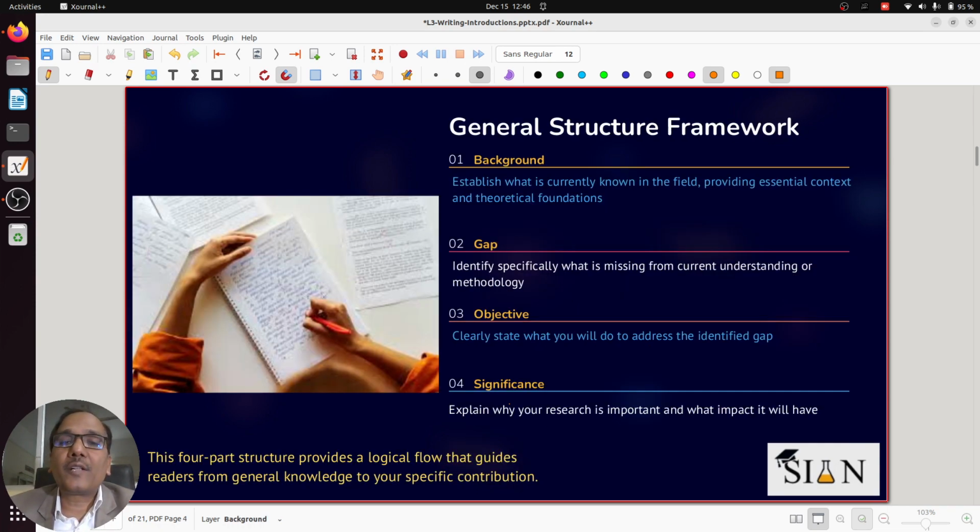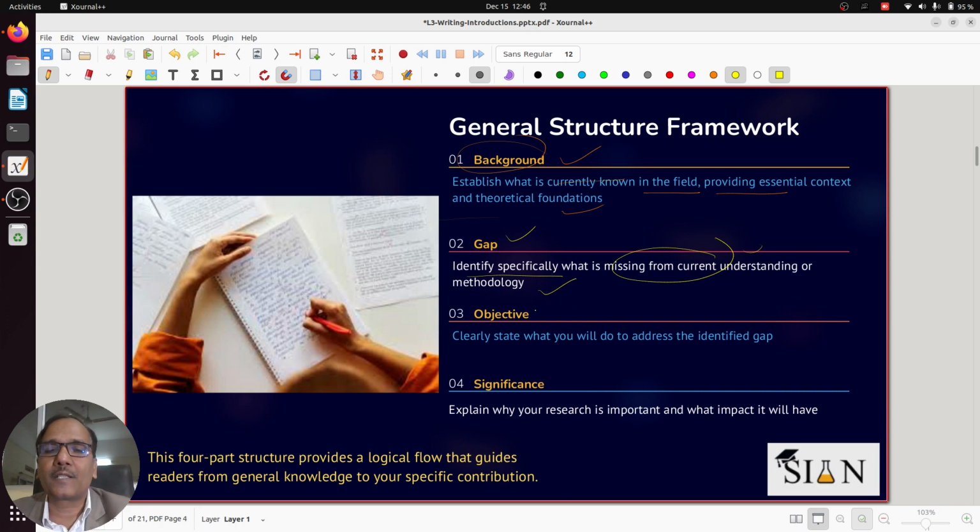Now, the general structure framework of an introduction. First, we begin with the background. The background establishes what is currently known in the field, providing essential context and theoretical foundation. Then comes the gap, which identifies specifically what is missing from current understanding or methodology. This is known as the research gap.